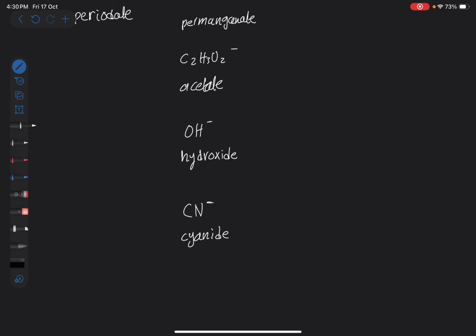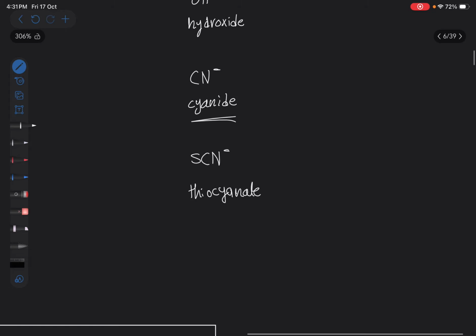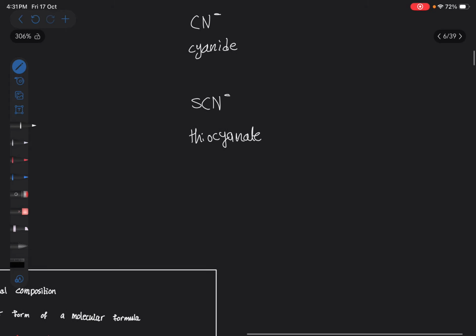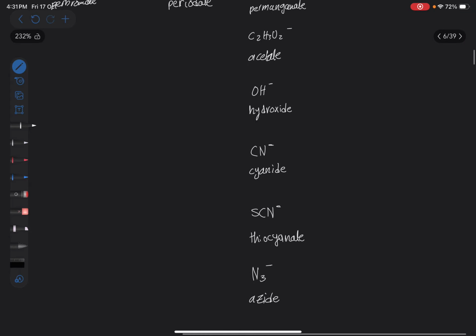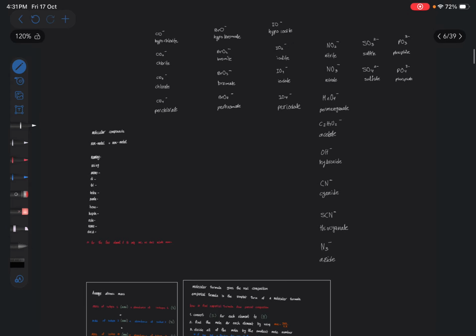Cyanide. Okay, if you add an S to it, it will become thiocyanate. So if you add an S to it, thiocyanate. Without an S, cyanide. And lastly, the N3 minus, which is azide. Easy, in my opinion. Easy, if you categorize them this way.